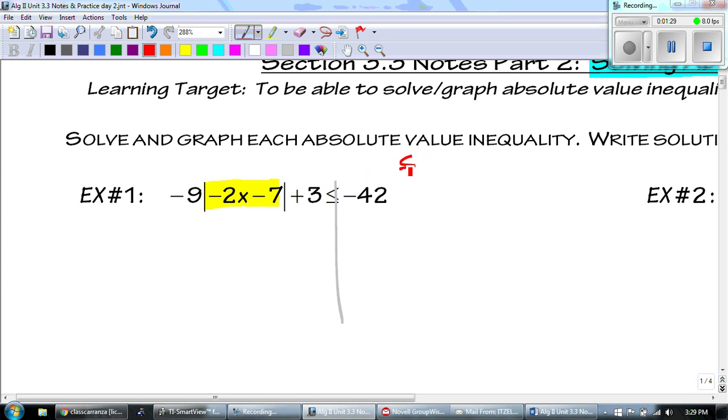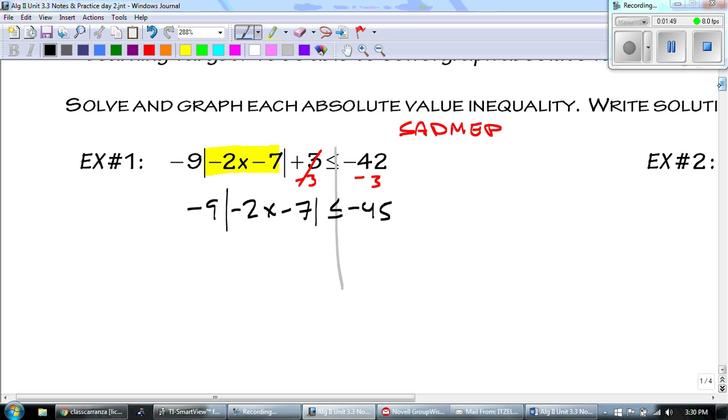So when we're doing this, remember, we have to follow the rules of SADMAP. Okay? So I'm going to subtract 3 to both sides, and I have -9 times the absolute value of -2x minus 7 is less than or equal to -45. And once again, I can't be like, oh, it equals a negative, no solution. No. Okay? Remember, get the absolute value by itself first.